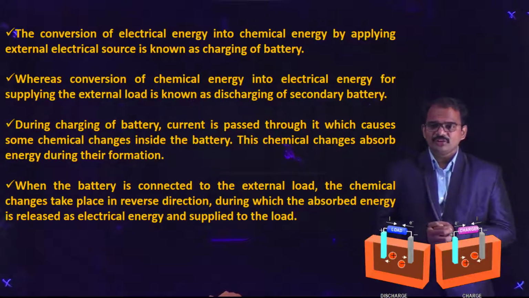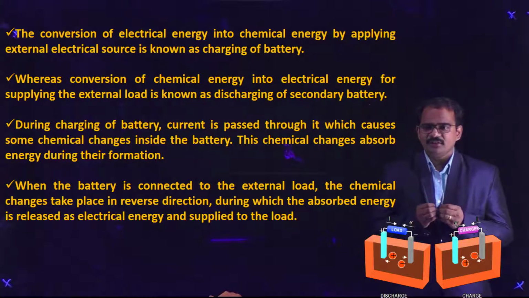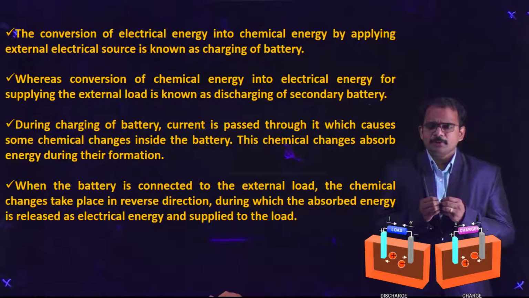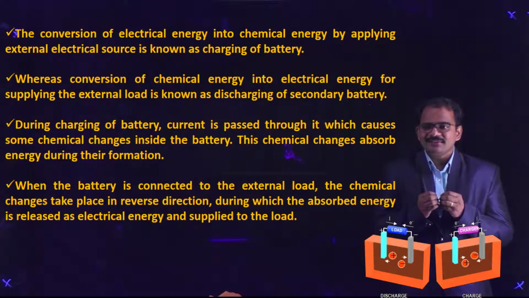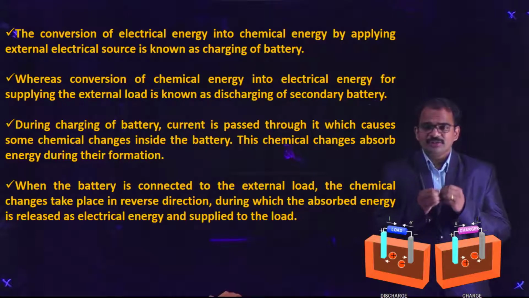So what happens during charging and discharging? We have already gone through it in our previous lecture. So during charging of a battery, current is passed through it which causes some chemical changes inside the battery, and these chemical changes absorb the energy during their formation.